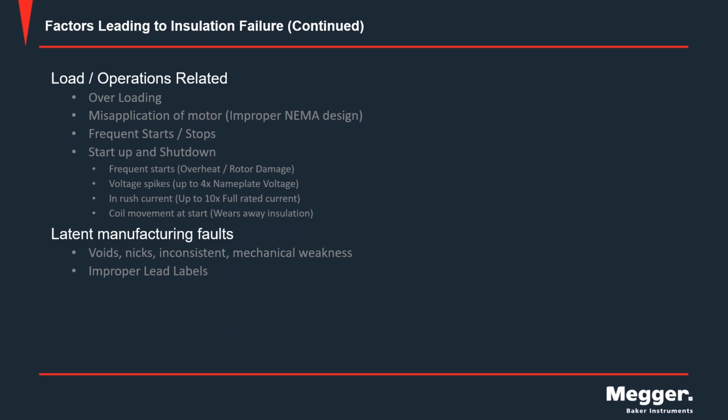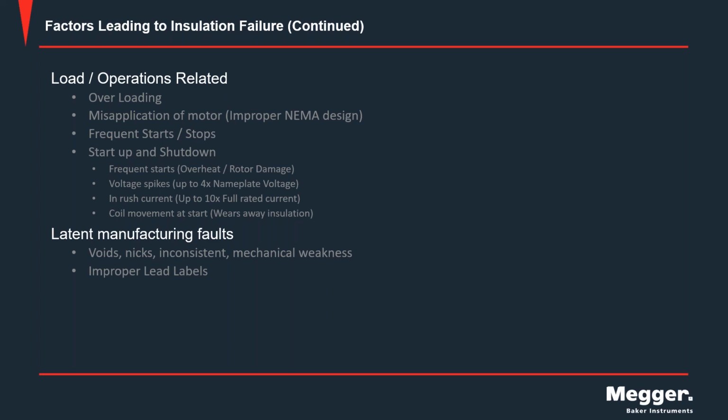Startup and shutdown is a big piece of wear and tear on the motor. Frequent starts, we just talked about. Voltage spikes as high as 4 times nameplate. The inrush current that occurs there can be up to 10 times full rated current. Coil movement, it's at the startup. It wears away at that insulation, and you put a layer of grease and contamination of that coal dust or cement dust, and we get coil movement. Again, we get the erosion of the insulation.